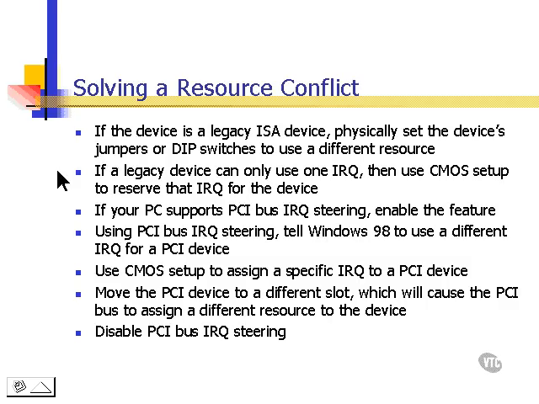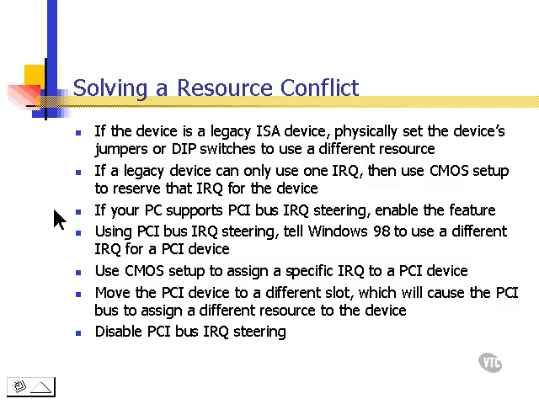If the legacy device can only use one IRQ, then we use CMOS setup to reserve that IRQ for the device, so that every time the system starts up, it will reserve that IRQ for that device.